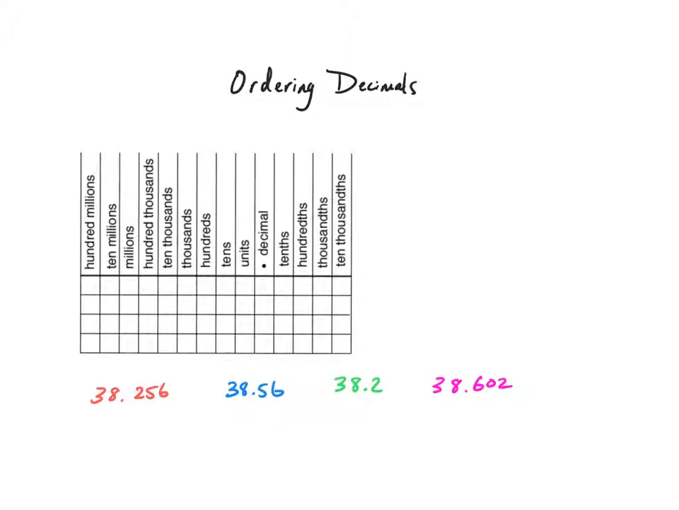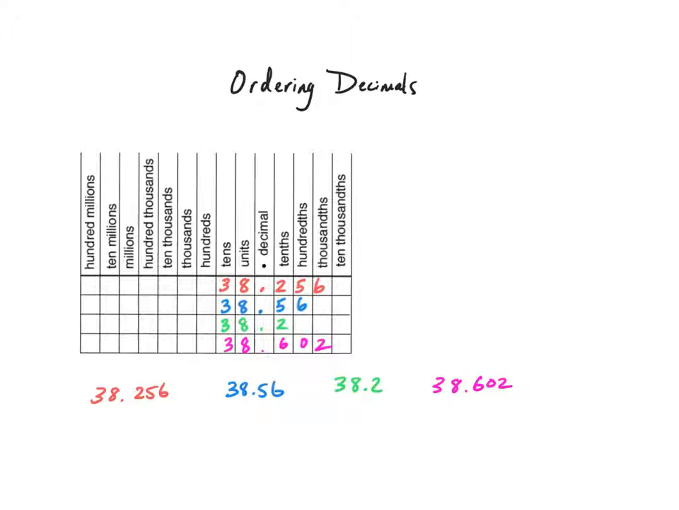So I'm going to start with my first number, 38 and 256 thousandths, and I'm going to write it in my place value chart right here. Now, even if you don't have a place value chart, you can just stack them all up where each place value is correctly on top of each other. So my next number, 38 and 56 hundredths. I'm making sure that I'm lining everything up properly with their place values. 38 and 2 tenths. And then 38 and 602 thousandths.